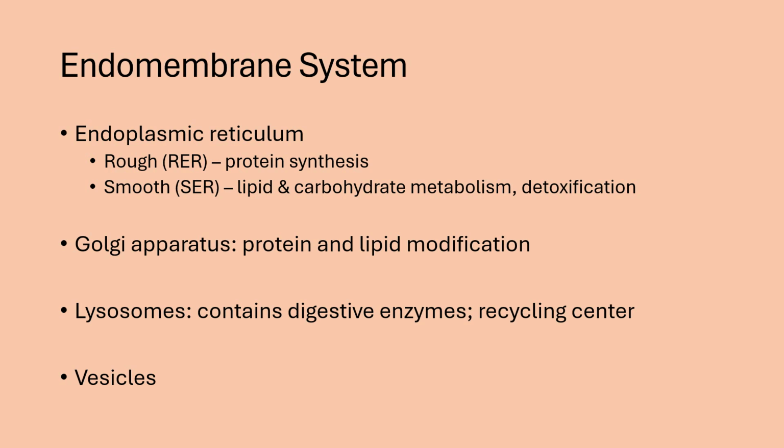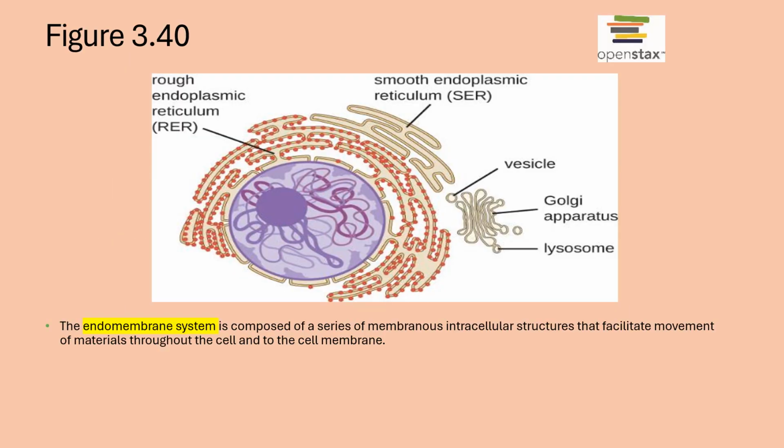Lysosomes are like the recycling center. Lysosomes are little vesicles that have highly digestive enzymes inside of them. Say one of your white blood cells has a lot of lysosomes in it, so that when it engulfs a foreign cell, it fuses with the lysosomes and basically breaks it down, chews it up. Vesicles are like little containers that are holding other things.